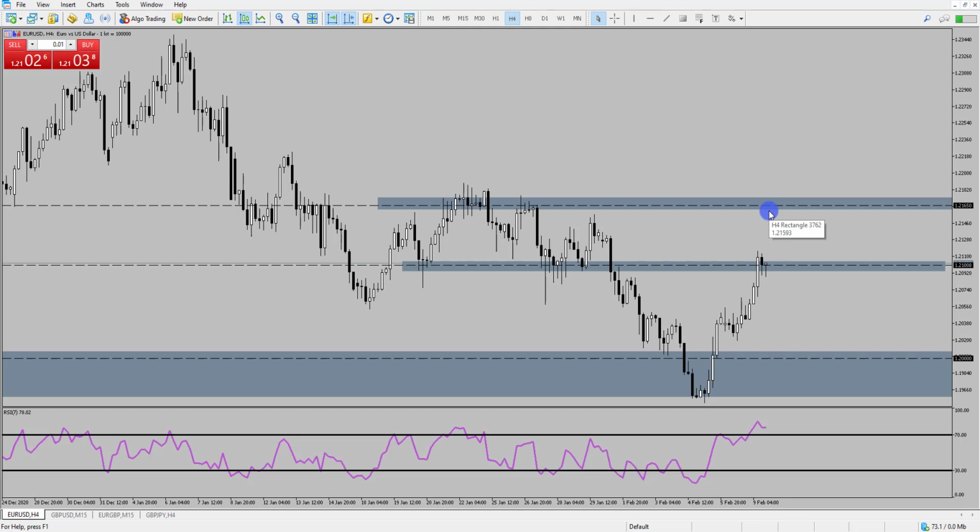So keep an eye on euro US dollar. Price has hit our major resistance level. Let's see what happens next.